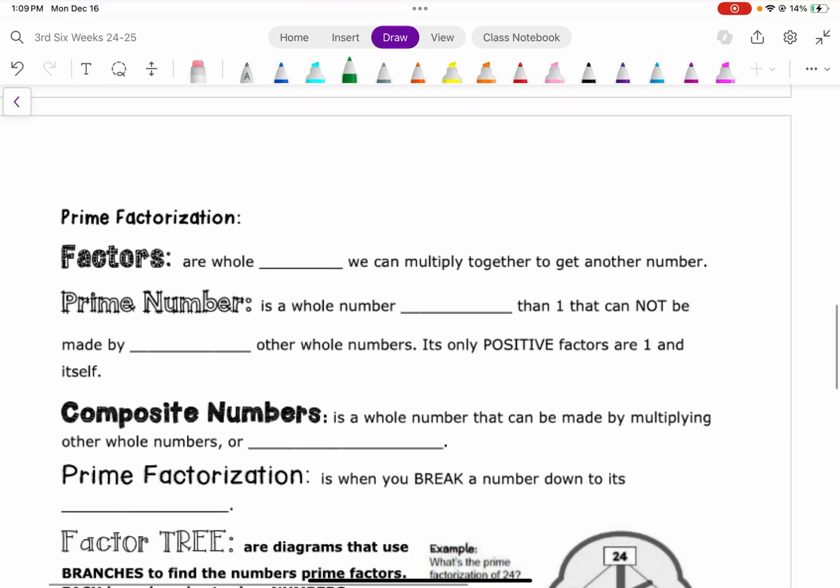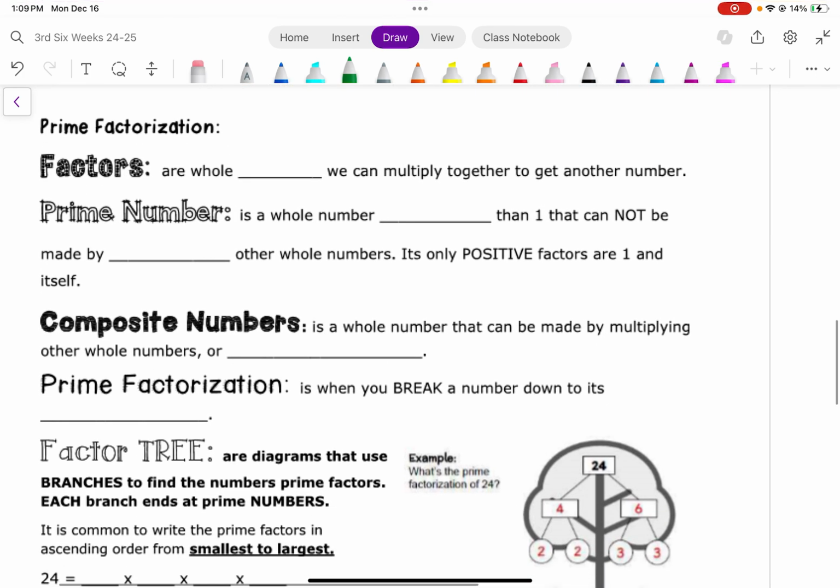So let's look at prime factorization now. Factors are whole numbers we can multiply together to get another number. So that's like 3 times 3 is 9. The factors of 9 are 3 and 3 and 1 and 9.